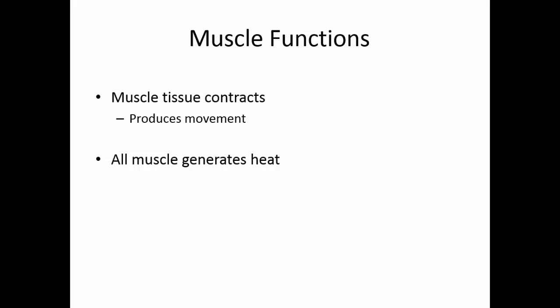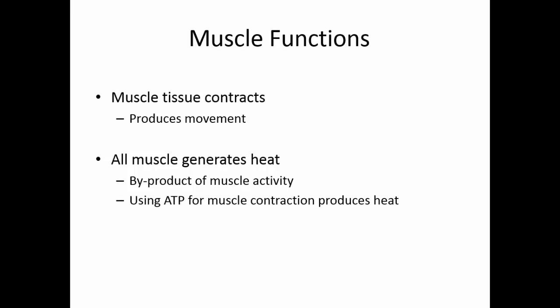In this chapter, we'll explore the muscular system. The muscle functions to do two basic things. First of all, muscle tissue contracts. It gets shorter. As a result, movement is produced. The other thing is all muscle tissue generates heat. This is a byproduct of muscle activity. In order for muscle to contract, we have to break down ATP, and ATP breakdown yields some heat.